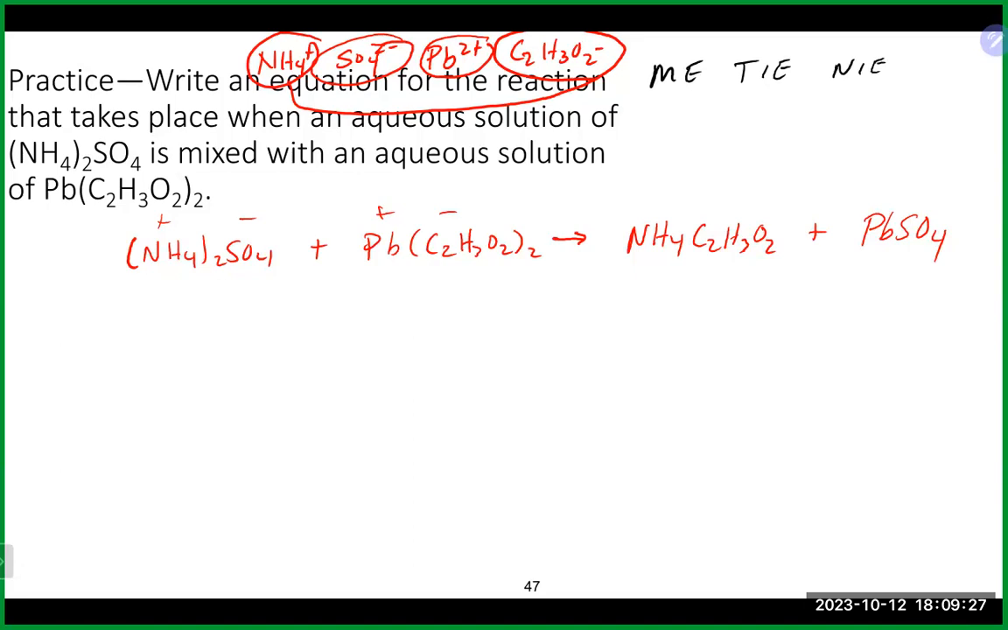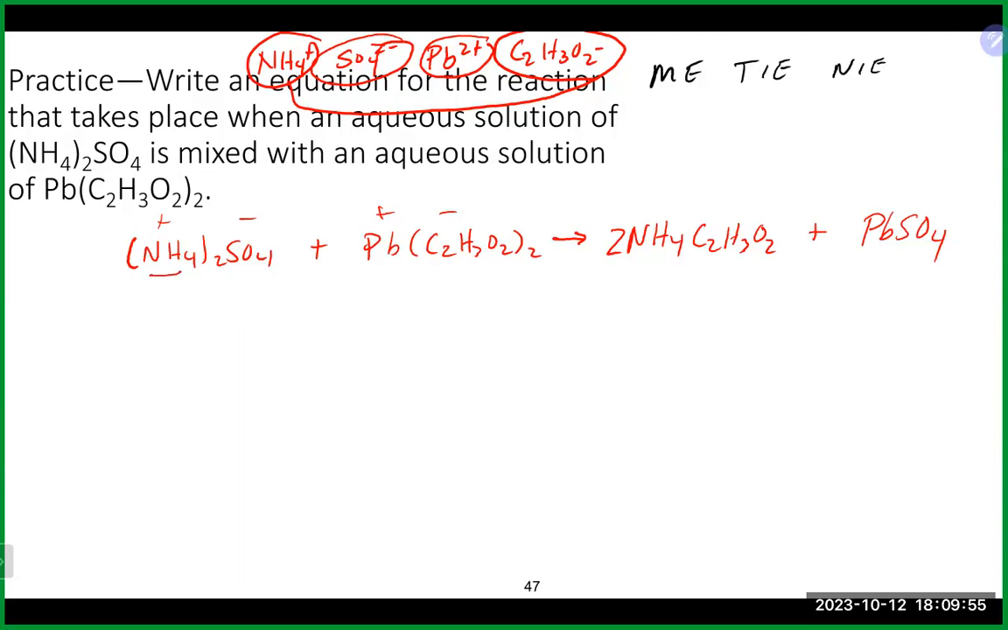Now that I do have the right formulas down, I want to balance it because it's not balanced. We also have what we talked about as well, a couple of polyatomic ions, which might make it easier just to keep those together and balance them that way. So I'm just going to put a 2 here because I have 2 NH4 pluses on the other side. And that gives me 2 acetates, which is what I need. And actually, in this case, I'm balanced at that point. Any questions on that there?